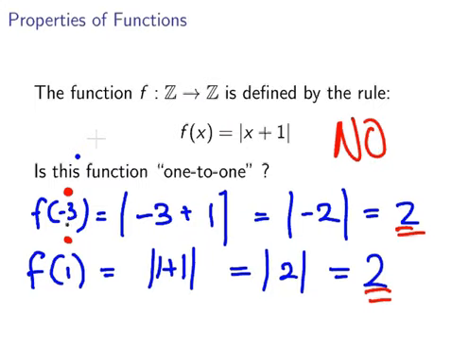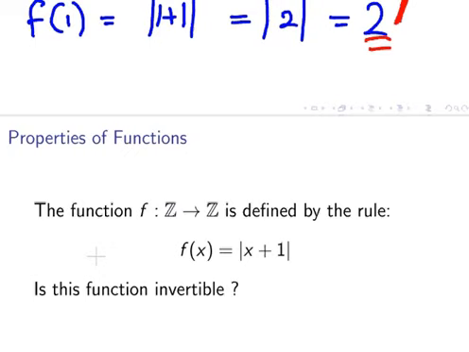Distinct values of the domain must correspond to distinct values of the range. These are not distinct from one another. So the answer to that question is no. It is not one-to-one. It is not onto. So it is the case that it is not invertible. The last question: is this function invertible? No. Not one-to-one, not onto. And that ends our presentation.